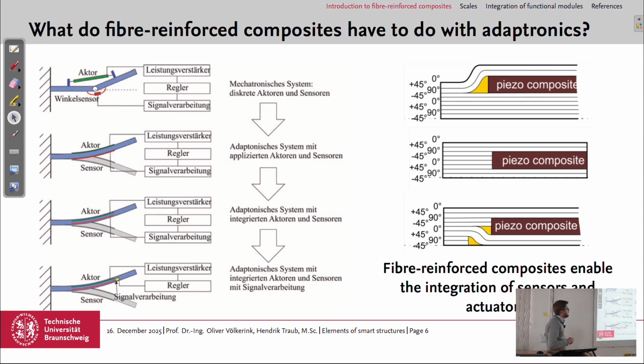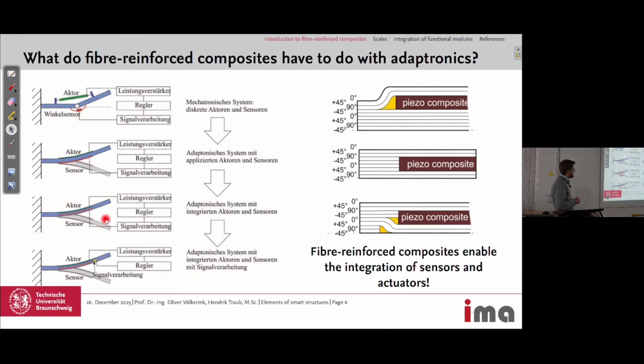So what do fiber reinforced composites have to do with adaptronics or smart structures? If we want to have systems with a high level of integration, so here is a more mechatronic system. Here we have surface applied actuators and sensors. But if we want to have higher levels with integrated actuators and sensors, then we can't do it with metals that easily. So it's a good combination with fiber reinforced plastics. And at the end, we will have a look at different approaches to integrate these piezo composites or these functional modules into the laminates.